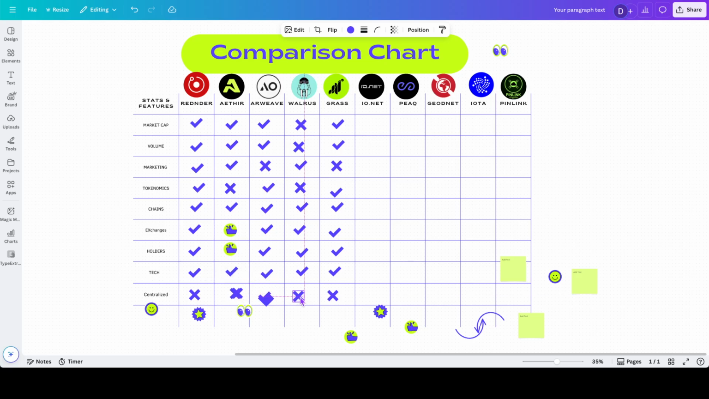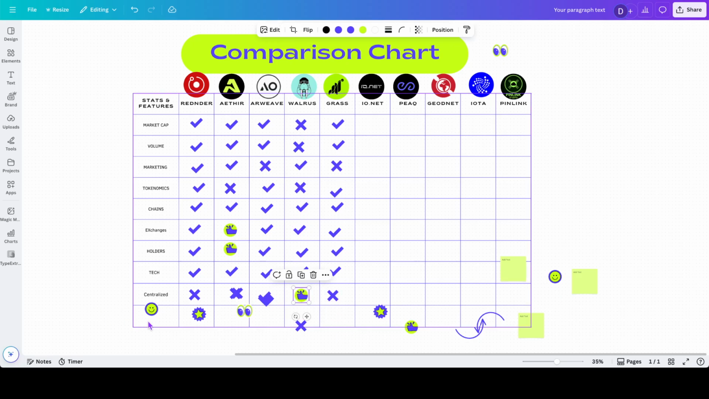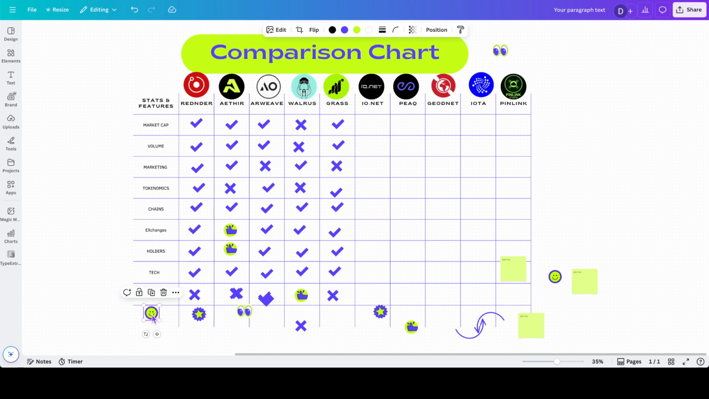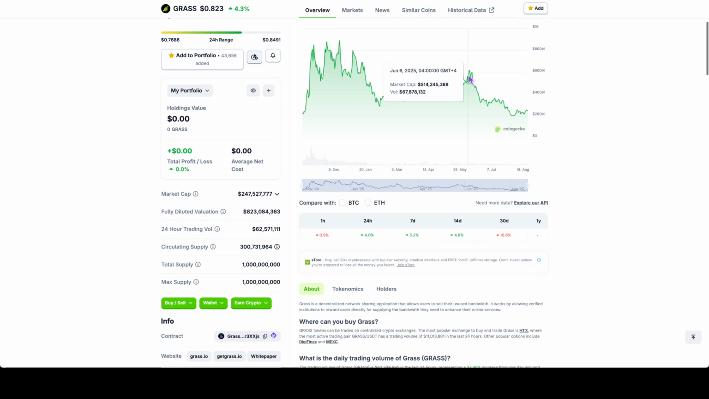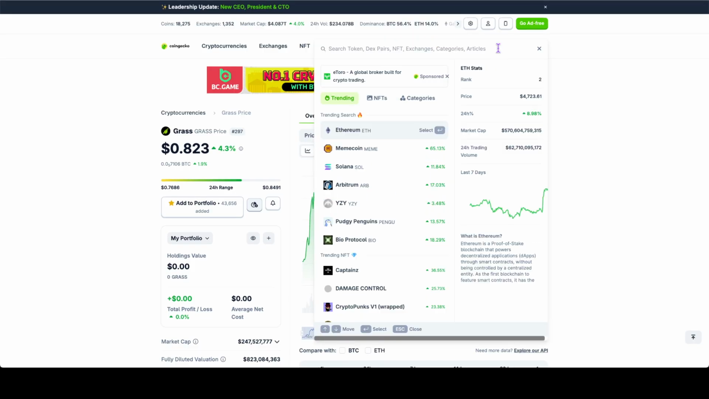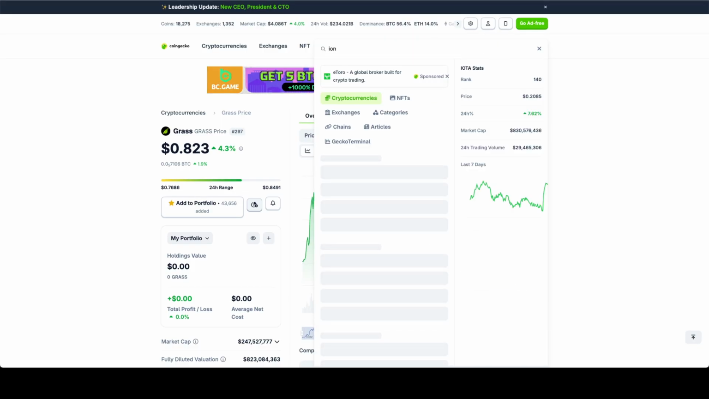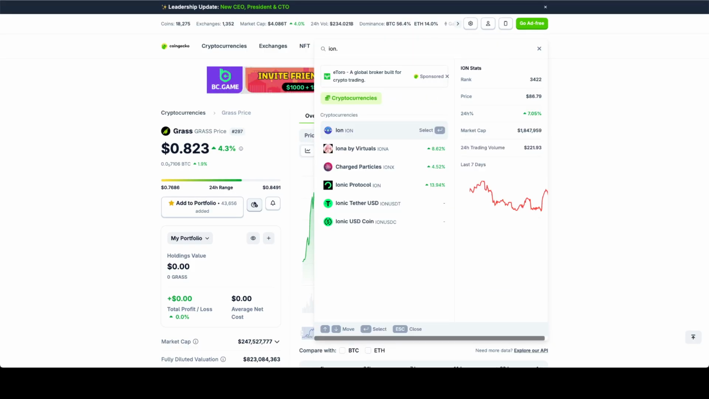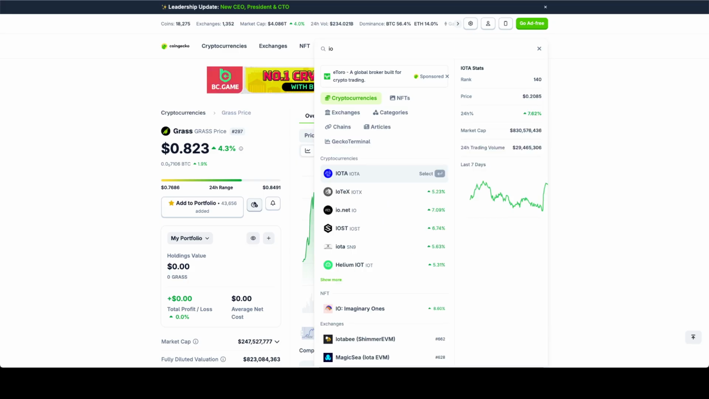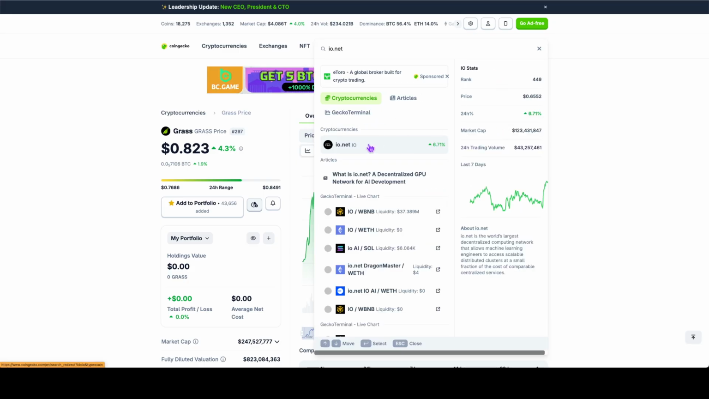A lot of these, oh my days, are highly centralized. With Walrus, I'm not going to say it's highly centralized because we didn't see the data as of yet. Okay. Now, one of your favorites, IO.net. Now, the thing with IO.net, just like Aethir, right, is it's got some advantages and some obvious disadvantages.